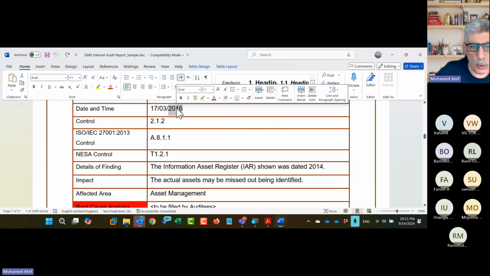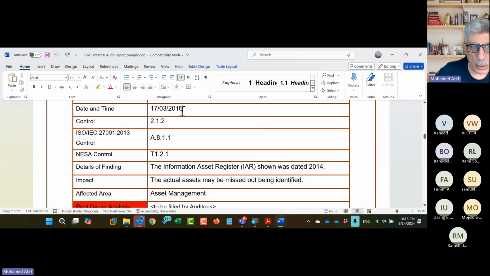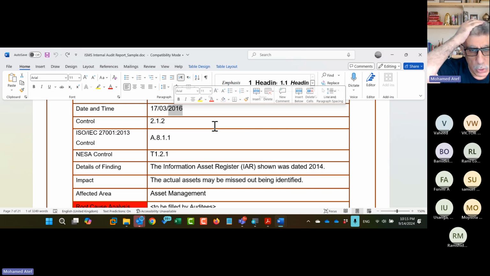Now, first of all, how will the auditor know the last update of this document? From the document control. That's why I tell you the document control is very, very critical for us. It shows us when it was last updated, who approved it, who reviewed it. But when I saw, for example, that it was last updated in 2014, and we are conducting the audit in 2016, which means this has not been updated for 2 years, it's something major, because it means that all the information assets that were added to this organization in the last 2 years were not logged in this asset register.